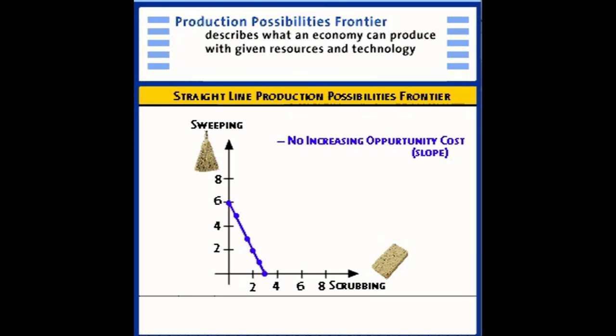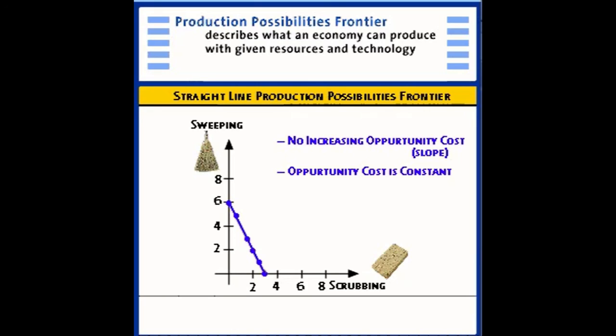Well, because Bernie's costs are constant in this way, because all of his time and talent is equally well suited for sweeping and scrubbing, Bernie's opportunity cost is constant. The constant opportunity cost of 1/2 of a scrubbed room for every room that you want to sweep, or 2 swept rooms for every room that you want to scrub. This constant opportunity cost gives us a straight line production possibilities frontier.